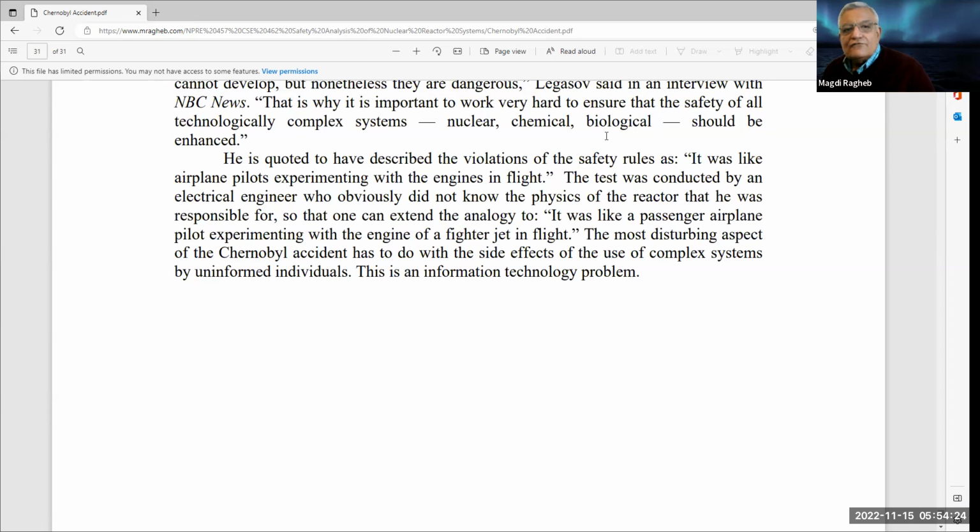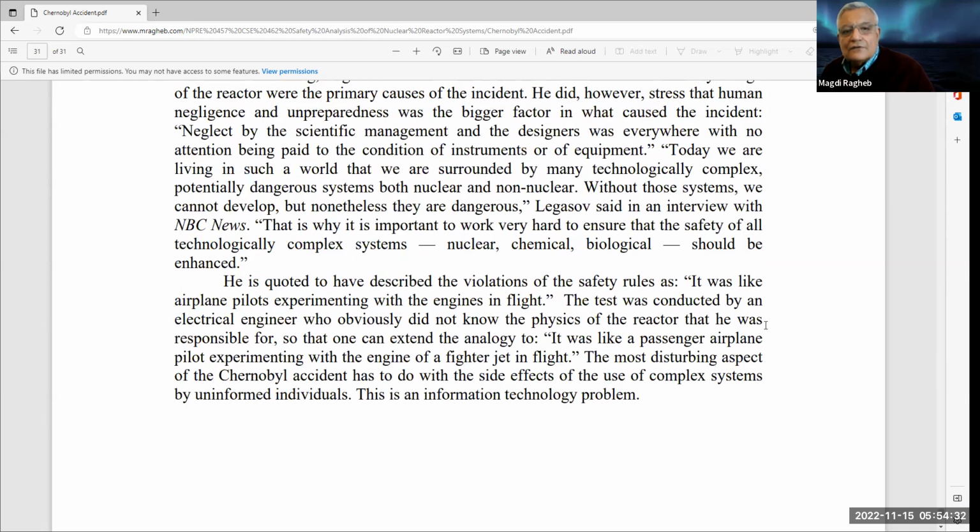And I have to quote here one Russian scientist, and then I'll close the lecture. The violations of the safety rules in that case, the human errors, were, according to a Russian scientist, like airplane pilots experimenting with the engines in flight. And the test was conducted by an electrical engineer who obviously did not know the physics of the reactor he was responsible for, so one can extend the analogy to: it was like a passenger airplane pilot experimenting with the engine of a fighter jet in flight.